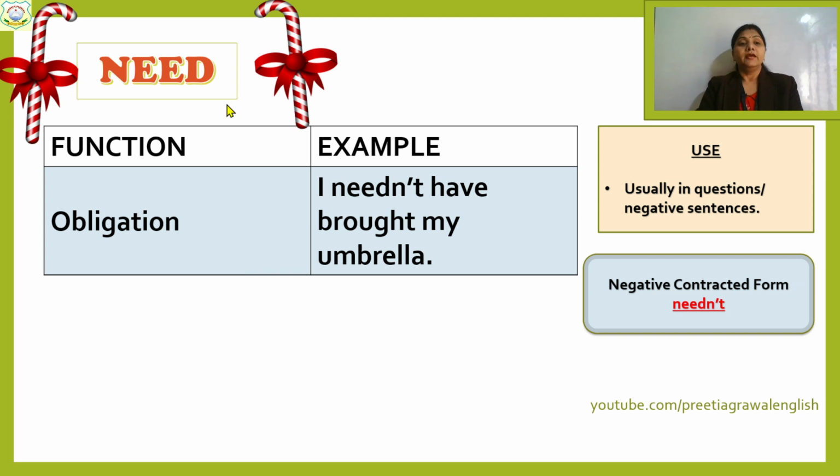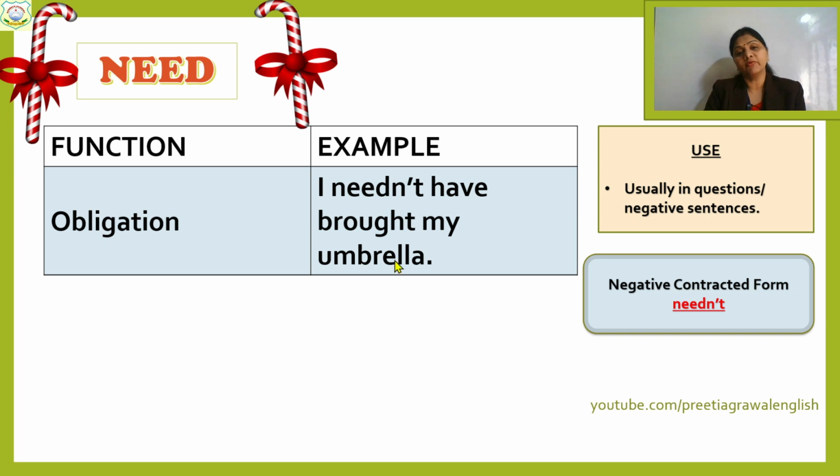Need. Need is used for obligation. I need not have brought my umbrella. Okay. Usually it is used in questions or negative sentences. And the negative short form is needn't. Needn't is the negative contracted form of need. The function is that here it is showing you the obligation.